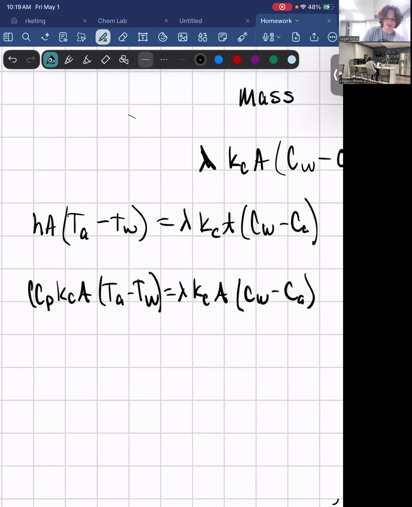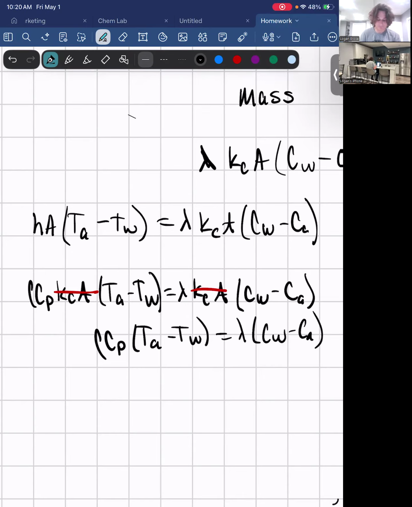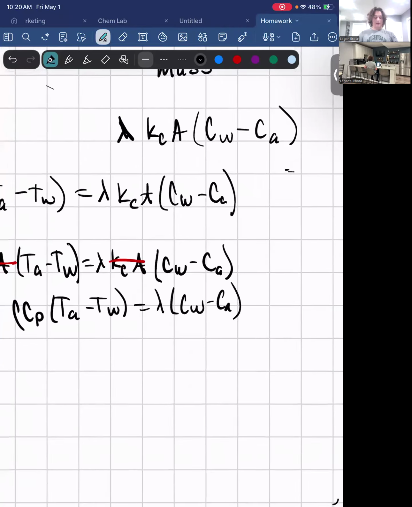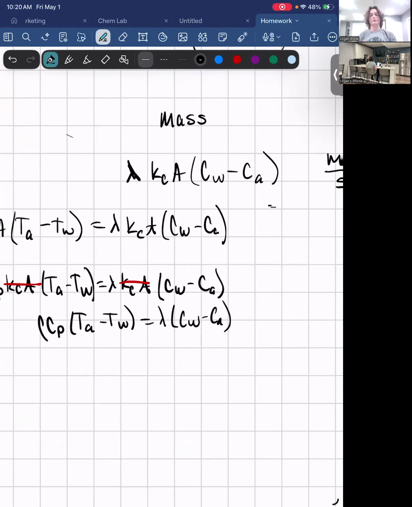And if we look at these two equations, our KcA cancels out, which then results in rho Cp times the change in temperature of the air and the water equals lambda times Cw minus Ca. So this is our final equation for evaporative cooling, where we were able to use the Lewis relation that we found in the last part to get this equation.